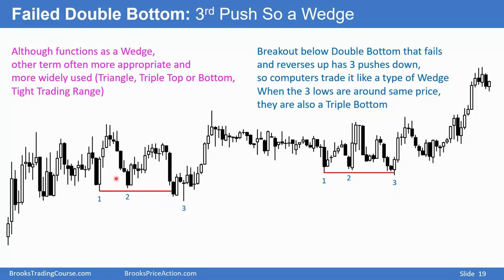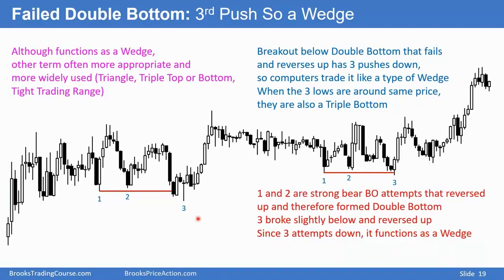The same here. We have a double bottom, and then we have a bear breakout, and it reversed up, and it reversed up a second time. I would not call it a wedge. I would call it a double bottom with a failed breakout. However, it is a type of wedge. 3 pushes down, all 3 reversing. Double bottoms, bear breakout, reversed up. They function as wedges.